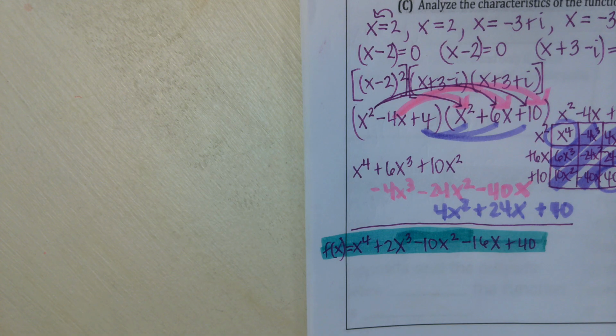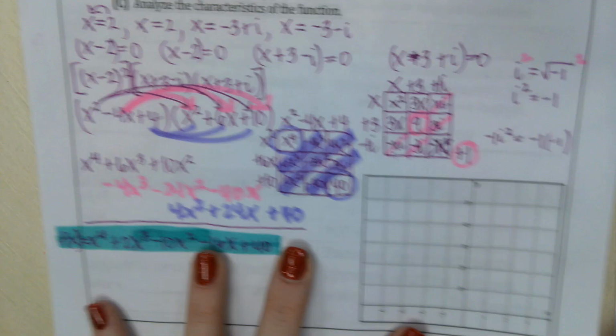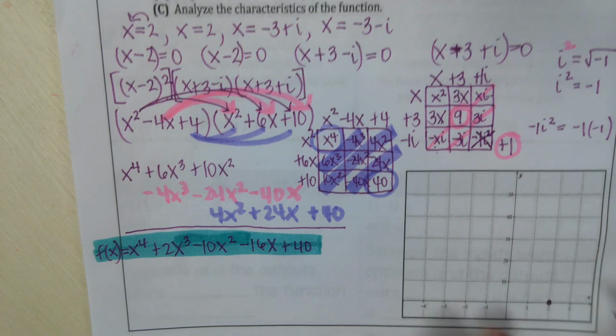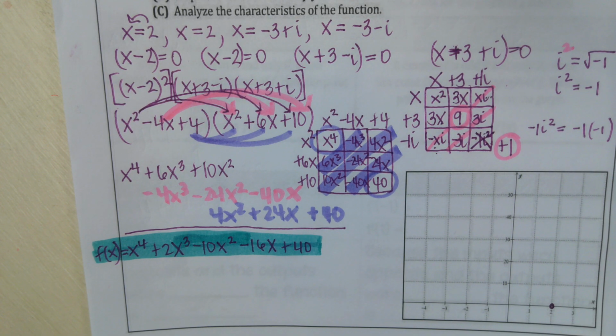Okay, now this right here, all right, so I can kind of use this as some guidelines. Okay, this graph is hitting the x-axis at 2. Do you notice it is bouncing off the x-axis at 2? Why would it do that? The multiplicity of 2, right?